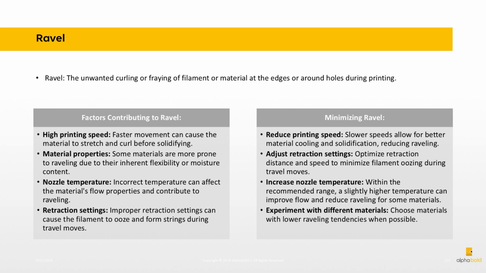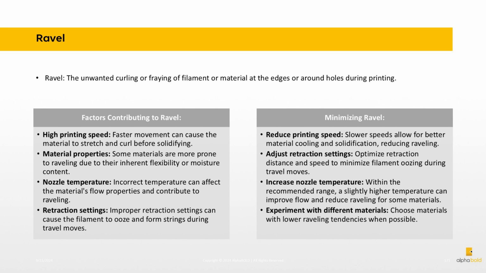Material properties. Some materials are more prone to raveling due to their inherent flexibility or moisture content. Nozzle temperature. Incorrect temperature can affect the material's flow properties and contribute to raveling. Retraction settings. Improper retraction settings can cause the filament to ooze and form strings during travel moves.